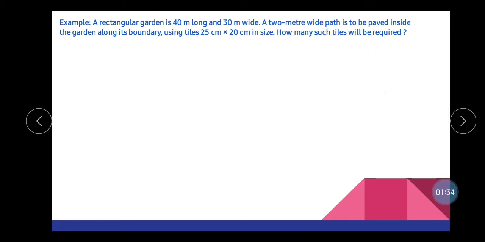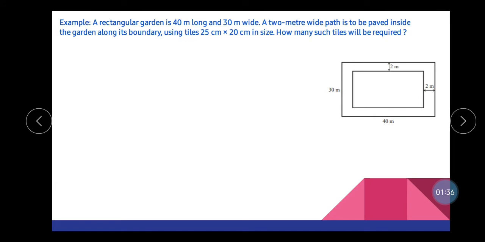So let's draw a diagram first. This is the diagram, children. The outer portion is the full rectangular garden. Inside you need to pave. Here 2-meter space is kept. Here you need to put a tile according to the question. So they want how many tiles will be required in this pavement. Okay, so let's start.